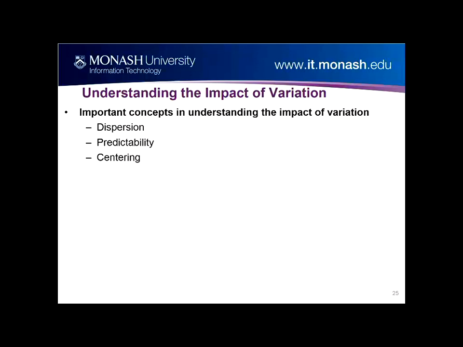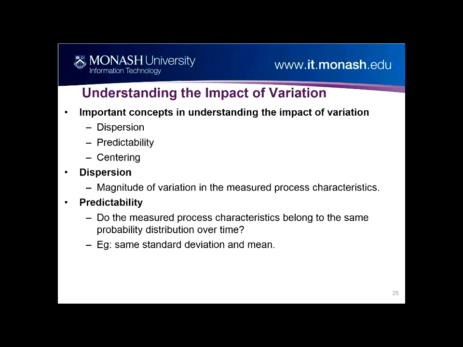So what is the impact of variation? The impact of variation can cause dispersion, predictability, and centering. These are the three important impacts of variation. Dispersion is the magnitude of variation in terms of the measured process characteristic. Predictability: do the measured process characteristics belong to the same probability distribution over time? How your measurement can help you predict what is going to happen next.